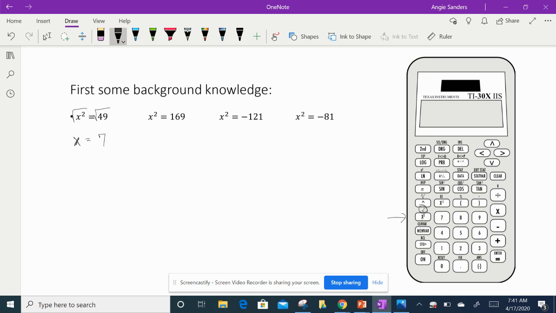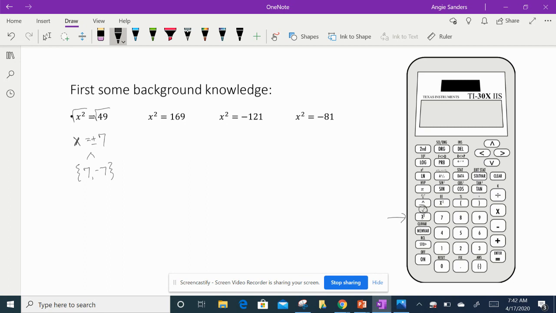Well, when we introduce our own square root, we're introducing that second answer by saying x could be positive 7 or it could be negative 7. You could see it written like that with the positive and negative, or you could see it written as the set of numbers positive 7 and negative 7.